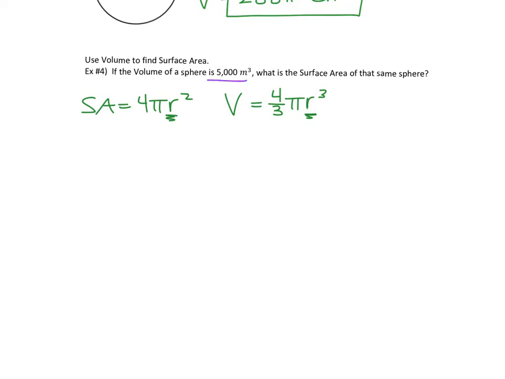Okay, the volume of a sphere is 5,000. What is the surface area? So we're going to take this 5,000 and we're going to put it here. So we're going to say 5,000 equals 4/3 times pi times the radius cubed. Okay, now you have some options here.